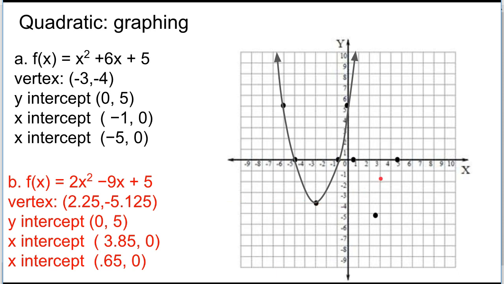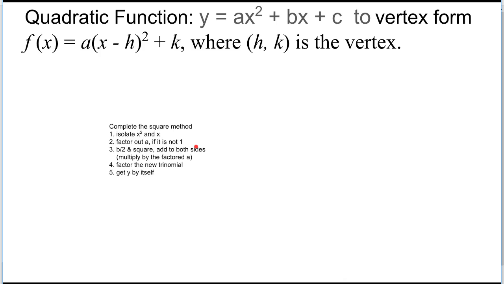And the same kind of notion here. If that's there, well, then I go off for a little bit, and that's going to be up here. And then all I do is sketch it in. So if you can find the vertex, the y-intercept, and the two x-intercepts, you've got a good amount of information as far as graphing a quadratic.